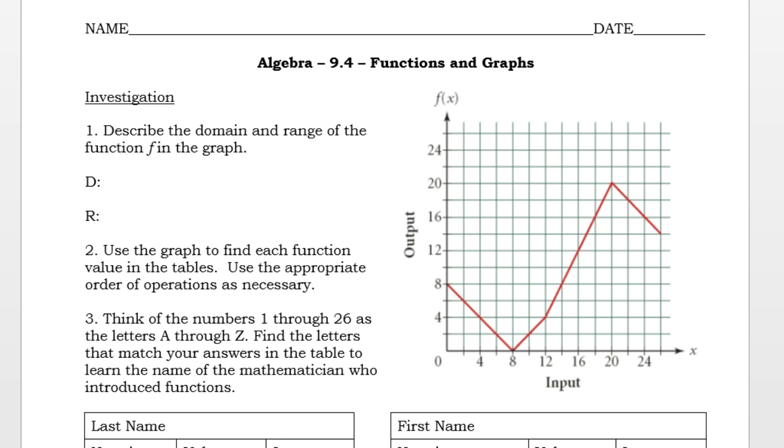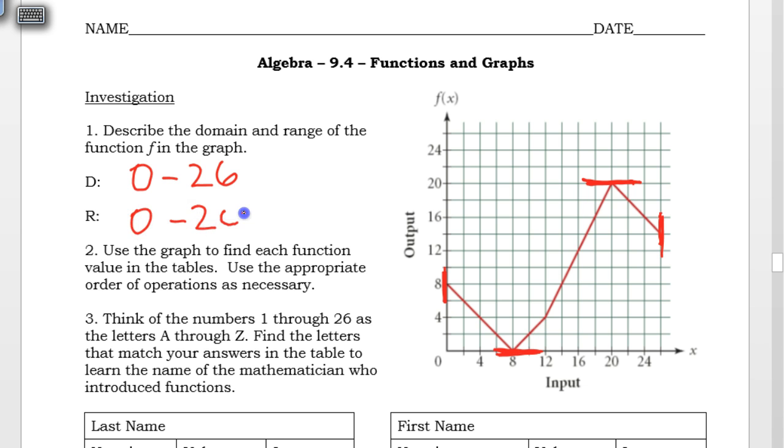Remember, domain are the values that appear along the input or the independent variable, usually the x-axis. Range are the values on the output or the dependent, usually the y-axis. So the domain of this graph that I'm looking at goes from 0 all the way to 26. The range of this graph, the lowest point I see is at 0, and the highest point I see is at 20. That is the domain and the range of this function.